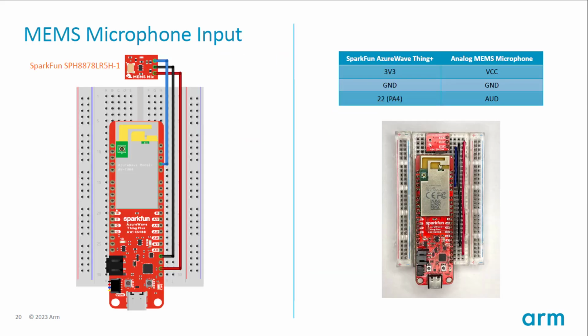And unlike the Nano 33 BLE Sense, there's no microphone built in, so you need to use an external one, but you can just connect it with 3 wires: the 2 for power and ground, and then the audio signal on pin 22.